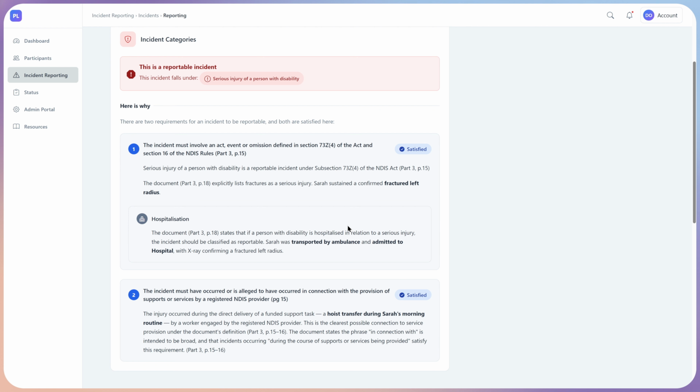We can jump back to the application. It goes on to say that document page 18 explicitly lists fractures as a serious injury, and then it relates it back to the incident, saying Sarah sustained a confirmed fractured left radius.